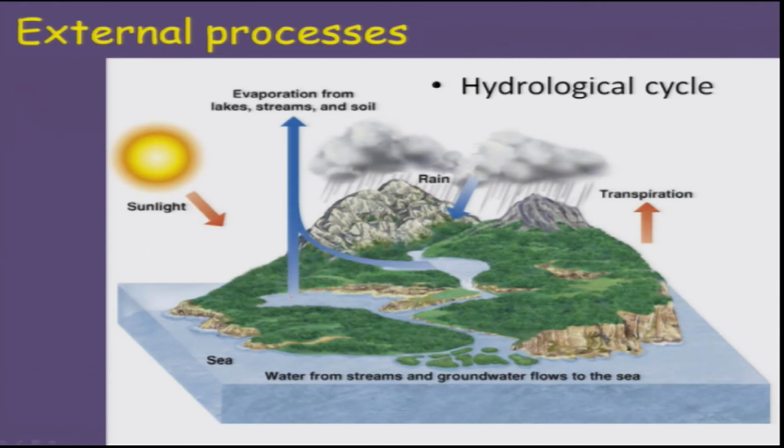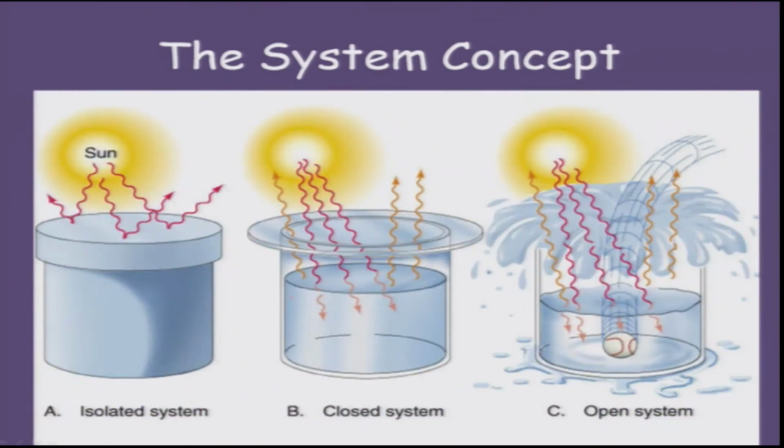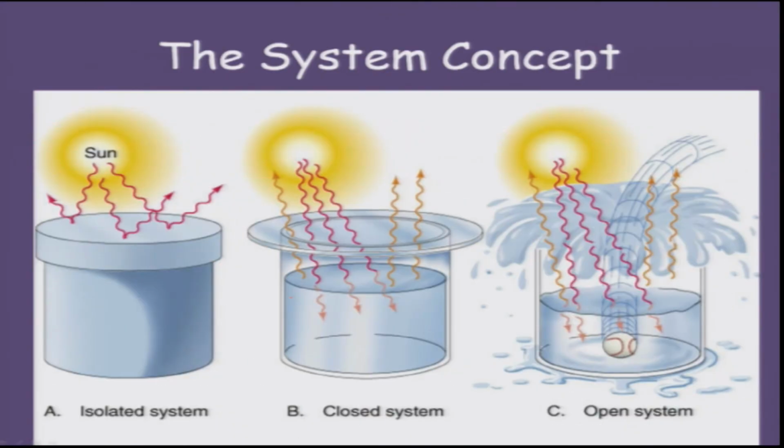Now, as I told you, this is the earth system. Okay. So, if you look at the system concept, we have three types. We have either an isolated system, or a closed system, or a totally open system. So, let us try to understand what type of system the earth is. Is the earth a closed system or an open system, and if it is open, why is it open, or is it a partially closed system? Let us look at those.